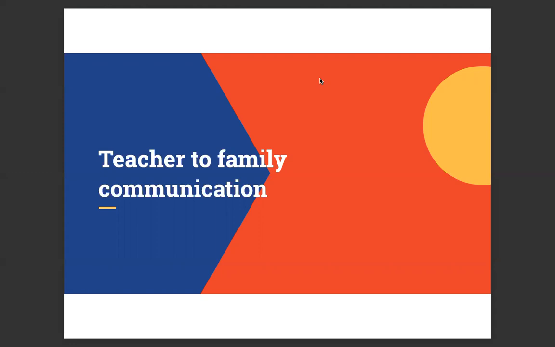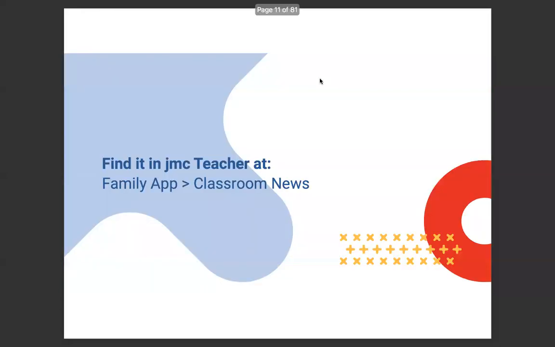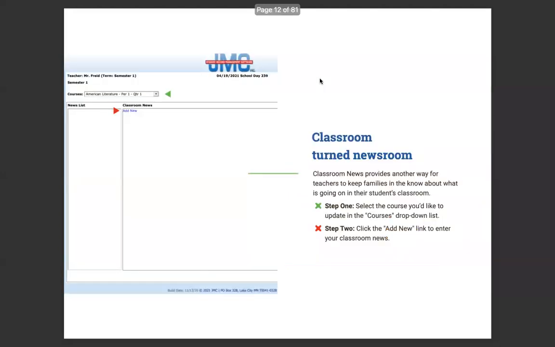But we wanted to innovate for you because we asked ourselves and we asked teachers too, what could the family app do for you? And the answer that came back to us was communication, improved communication, because teachers are always looking for ways to improve communication with their families. So let's get into it. You'll find it in your JMC Teacher at Family App to Classroom News. Classroom News provides another way for teachers to keep families in the know about what's going on in their student's classroom.